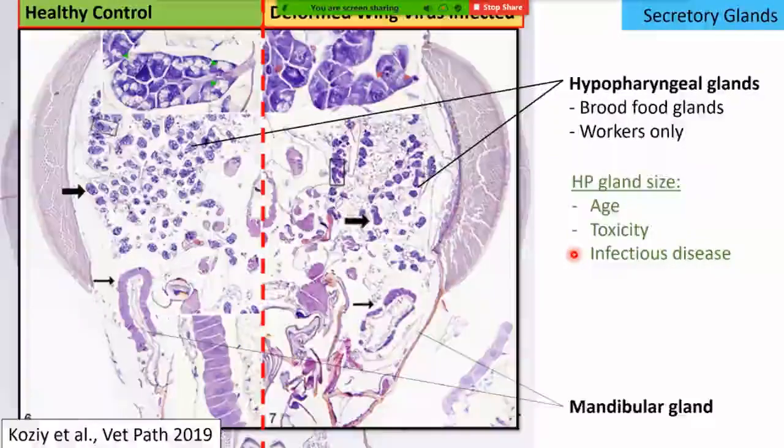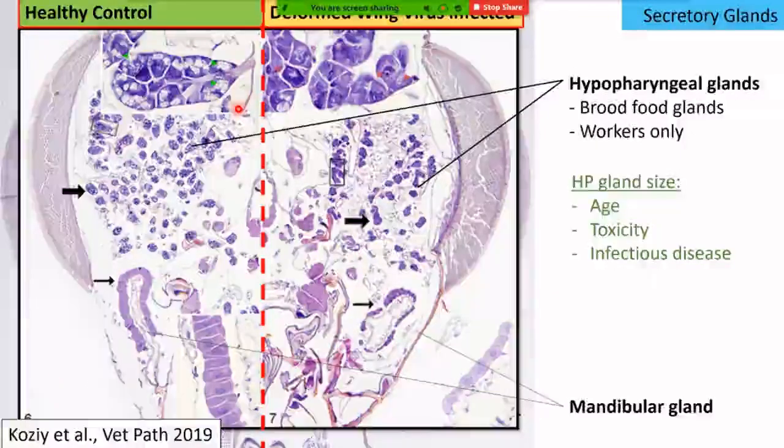One of the students in our lab, Dr. Ivanna Kozii, was investigating clinical signs of bees exposed to deformed wing virus in a natural environment. And in addition to observing how bees emerge from their cells and how they look grossly differently from their control bees, she also investigated the histologic appearance of the head of bees naturally infected with deformed wing virus and compared them to bees from the same colony that had no clinical signs.